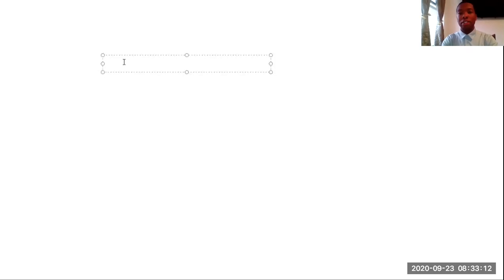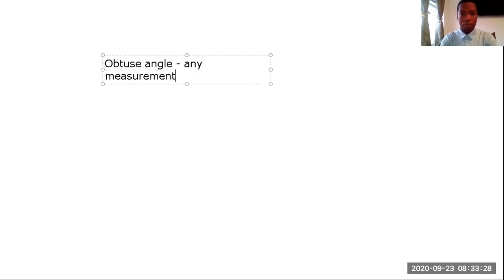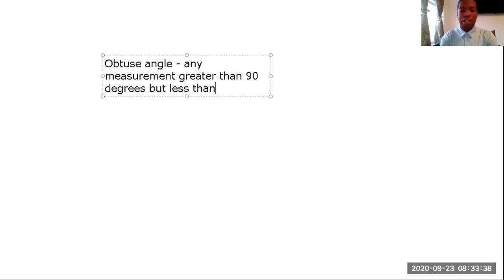Let's look at another thing, and this is just knowledge. Two angles that we're going to look at: one of them is called an obtuse angle, and an obtuse angle is any measurement greater than 90 degrees but less than 180 degrees.